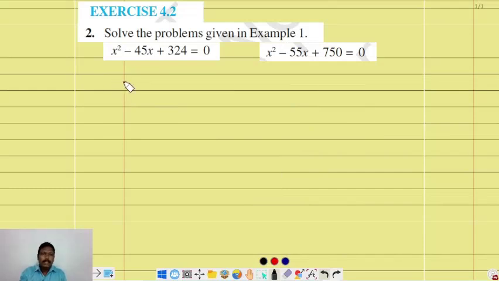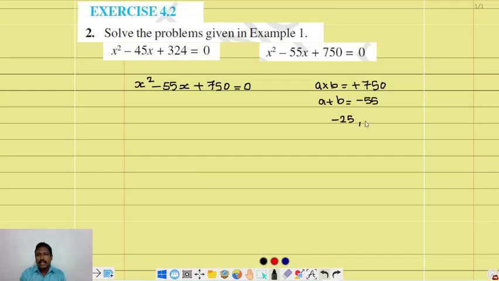Now let us do the second question. What is the second question? x square minus 55x plus 750 equal to 0. So we can write the product is equal to plus 750 and the sum of two numbers is minus 55. So the numbers are minus 25 and minus 30.